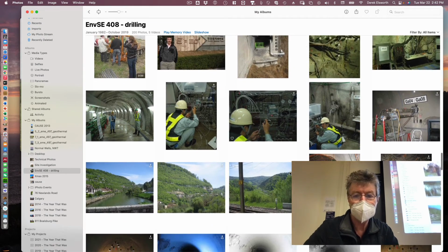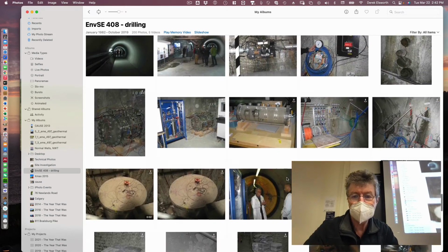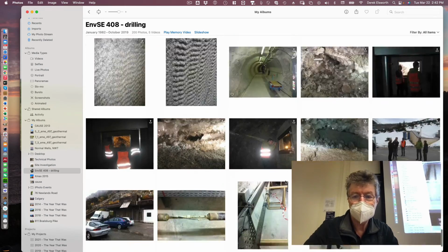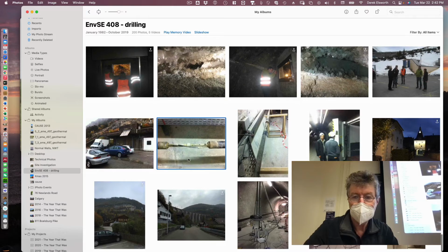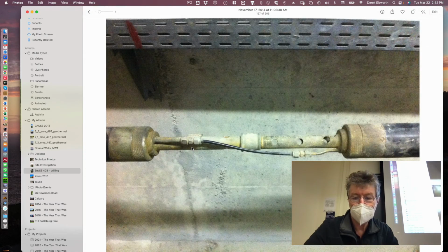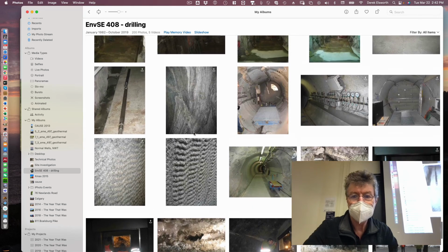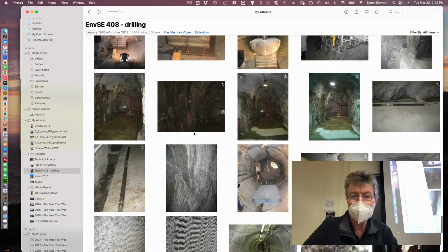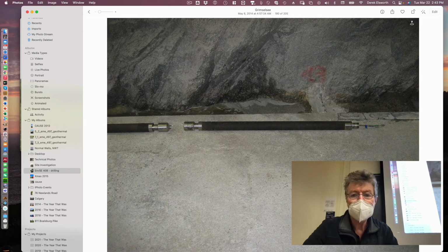What else? The one thing that I was going to show you in addition to this was a packer from an underground site. So here's one here for sure. I thought I had a better picture than that actually. Yeah, here. This is exactly what an inflation packer looks like.